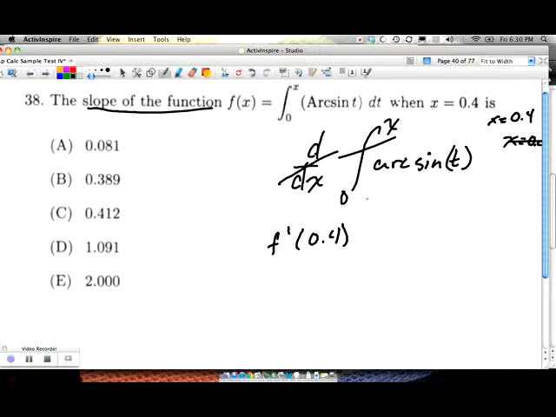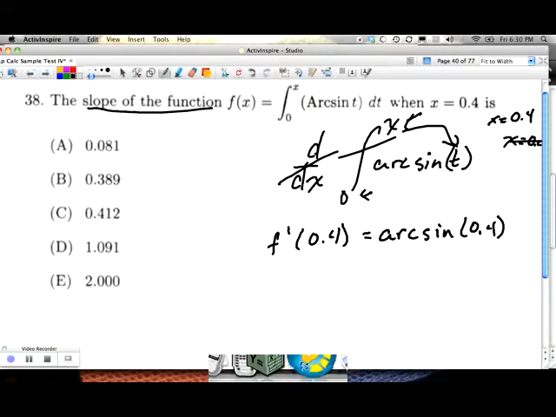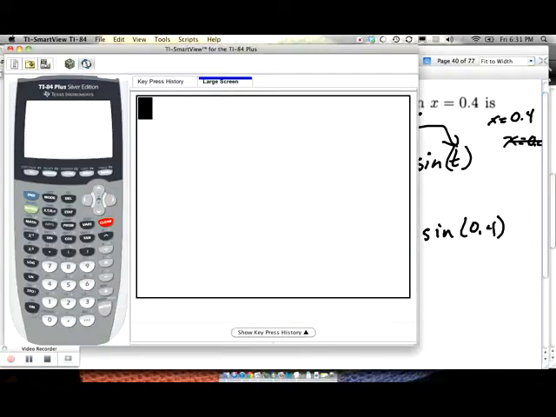This is like the fundamental theorem of calculus, where those reduce, and we're going to wind up just plugging in, because this is just x and this is a constant, so we don't have to worry about chain rule happening. So f prime of 0.4 is really just arc sine of 0.4. Wow, that's so easy if you know what it's asking. So let's type that in.